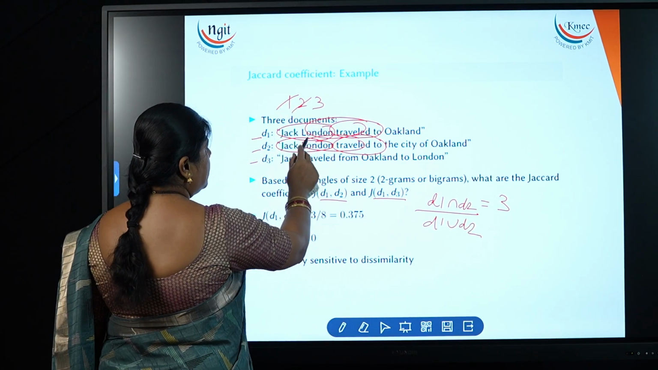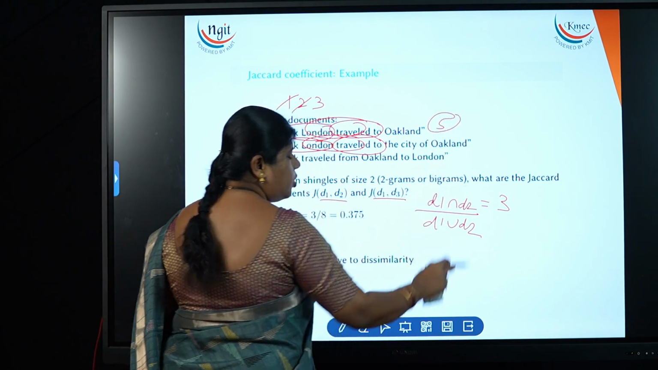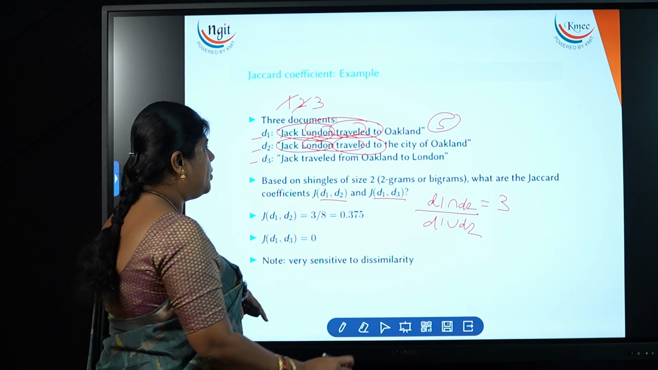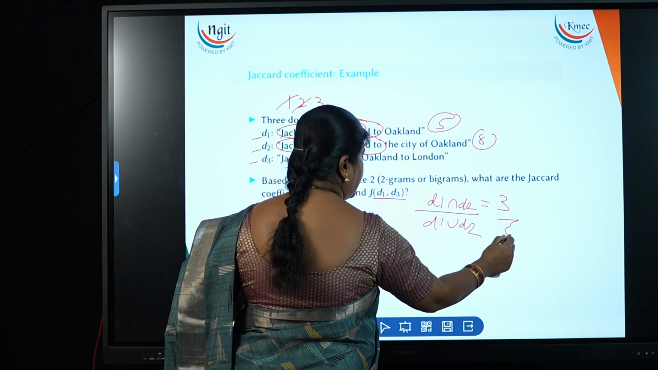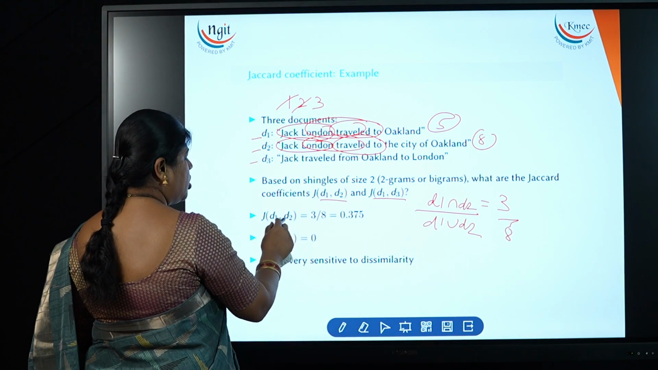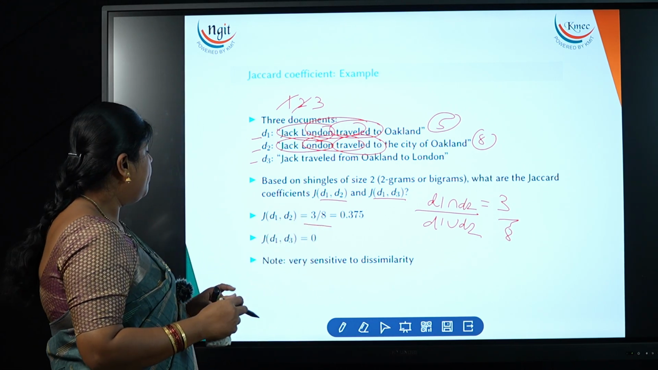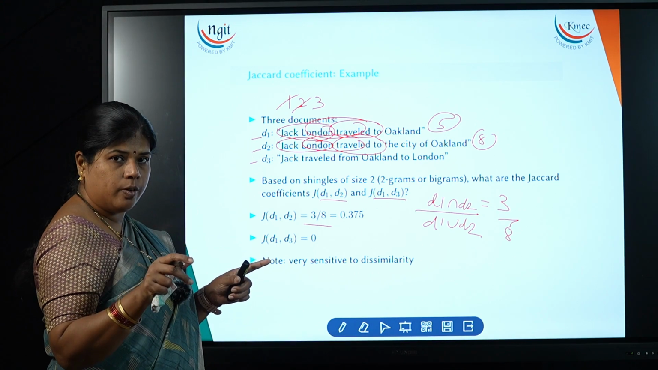Now let us see what the union of D1 and D2 is. In D1 I have 5 bigrams. Okay, the size of D1 is 5. Now in D2 the size is what? 8. So when I take the union, I will get 8. So what is the Jaccard coefficient of D1 and D2? 3 by 8.